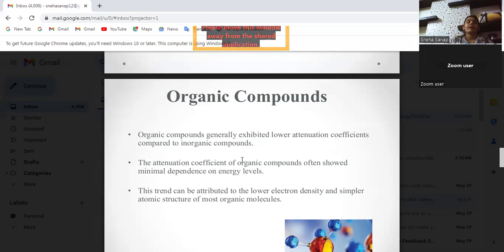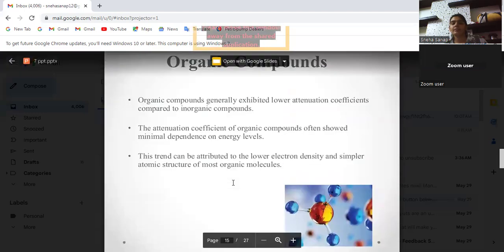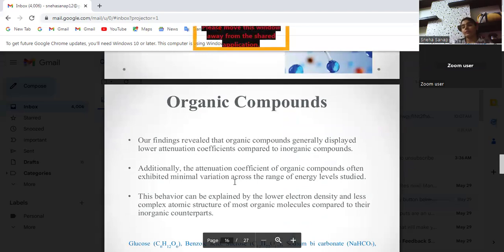These trends can be attributed to the lower electron density and simpler atomic structure of the organic molecules. Organic compounds and inorganic compounds have different atomic numbers, and a different atomic number also affects a different type of energy level. So our finding is that organic compounds generally display a lower attenuation coefficient compared to inorganic compounds. Additionally, the attenuation coefficient of compounds exhibits minimal variation across the range of energy levels studied.